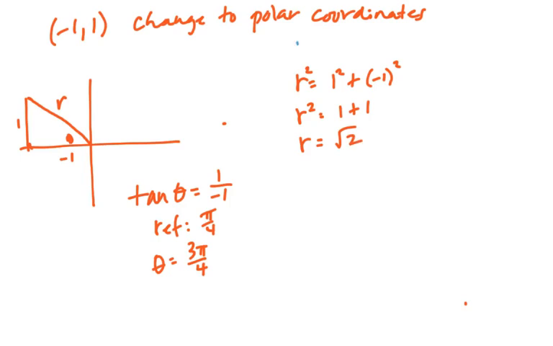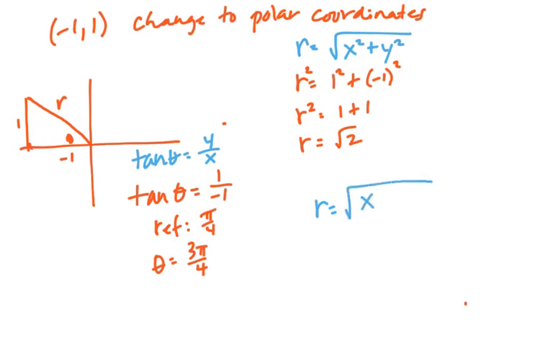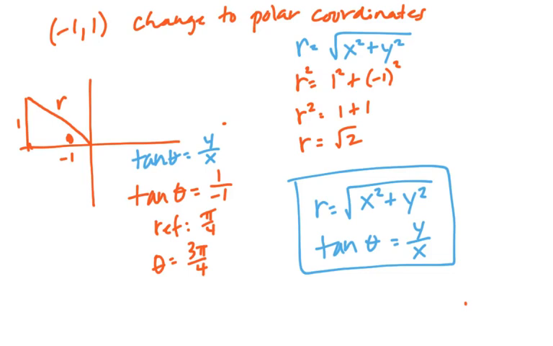Now we have a formula for r, and it says r equals the square root of x squared plus y squared. So we don't actually have to draw it every single time. And they tell us that the formula for tangent is y over x. So those are our two formulas to change from rectangular to polar: r equals the square root of x squared plus y squared, and tangent of theta equals y over x. So these are your two formulas to go back and forth.